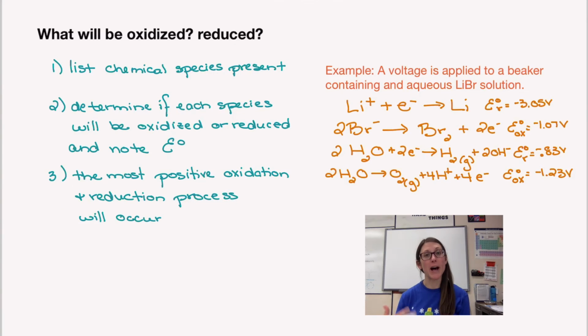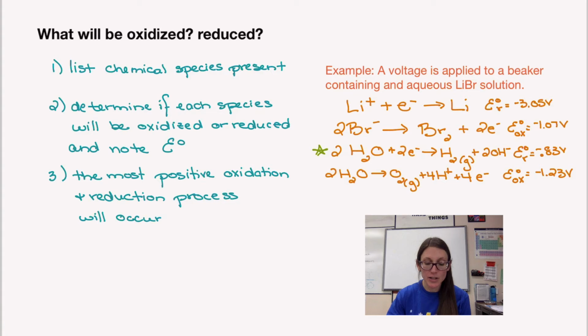You're going to look for the most positive of the reduction possibilities and the most positive of the oxidation possibilities, and that will be the chemical processes that occur in your electrolytic cell. Again, going back to our example, that means I have two reduction possibilities, that of lithium and that of water, and the water has a more positive potential, and so the water will be reduced.